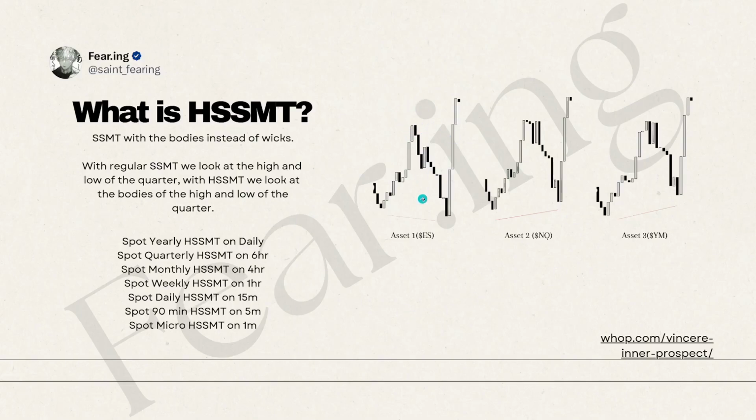Meaning, back here, if we're trying to identify, let's just say, 90-minute sequential SMT, that means we'd be focused on the 5-minute time frame. If you're trying to find 90-minute hidden sequential SMT, but you're on the 15-minute time frame or even the 1-minute time frame, you are going to get inaccurate results and you are going to lose a lot. You have to be on the right time frame in order to get the best results.